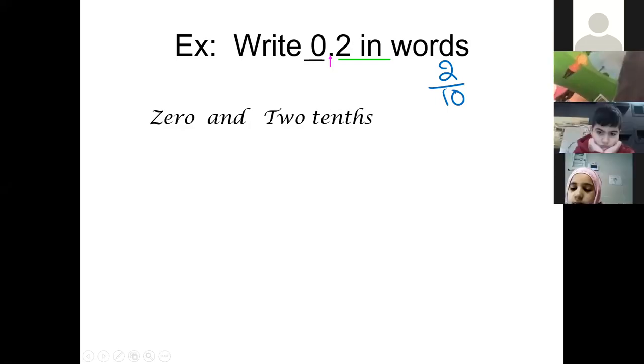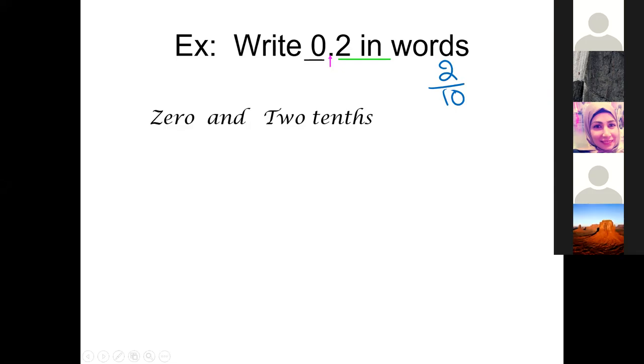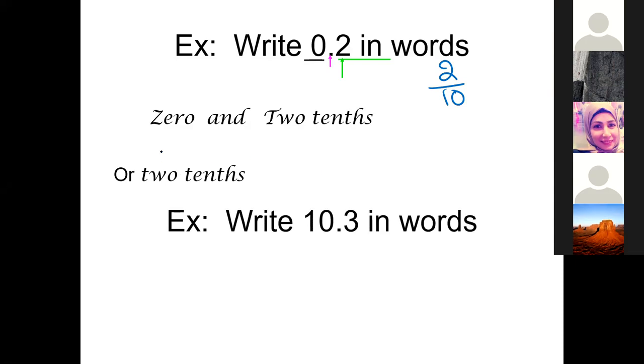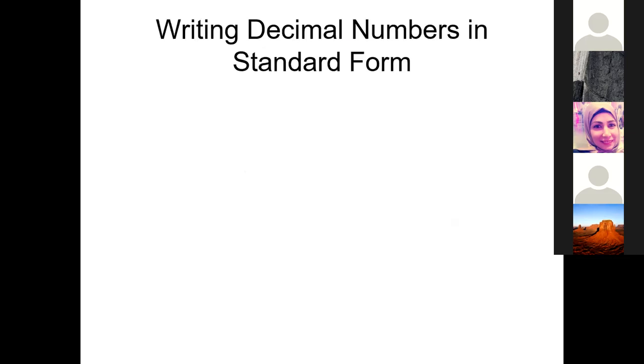Mahdi Atieh. Yes, teacher. Go ahead, Mahdi. Teacher, 0 and we can skip it. We can write it just 2 tenths. Okay, because 0 and is nothing. Yeah. Mahdi Atieh, how do we write 10.3 in letters? 10 and 3 tenths. Proud of you. 10 and 3 tenths. Excellent. Bravo. Is it clear how do we write decimal numbers in letters?